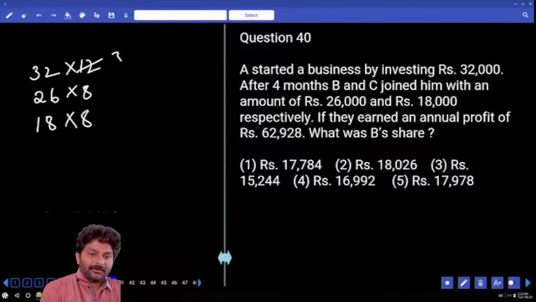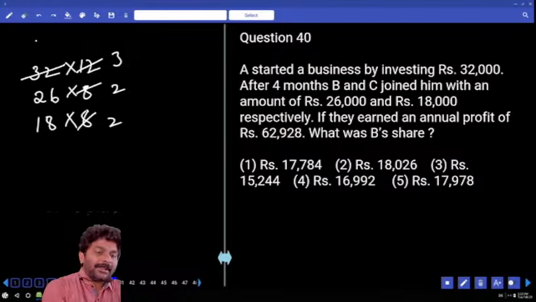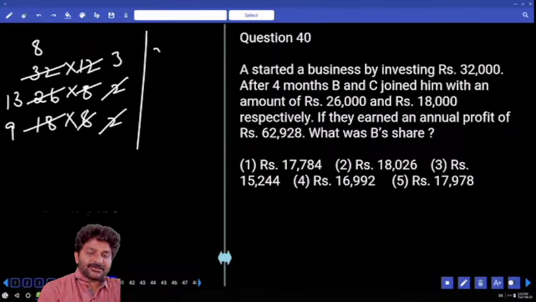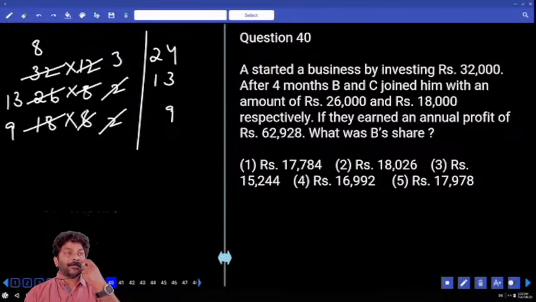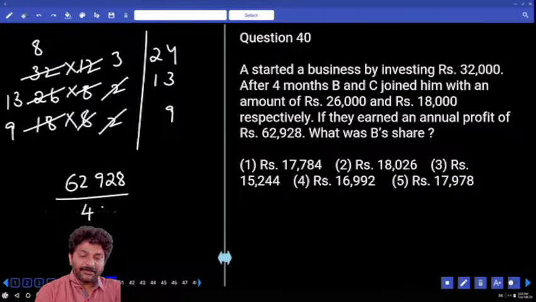Cancellation with 4: 3 times, 2 times, 2 times. Now cancellation with 4: 8 times. 2, another 2 from here, 13 times. 2, another 2 from here, 9 times. Understood? 8 3s 24, 13, 9. Total how many parts are there? 46 parts. Total profit is 62,928, which is divided into 46 parts. Then one part value is this much. And we want to calculate B's share, which is 13 parts.